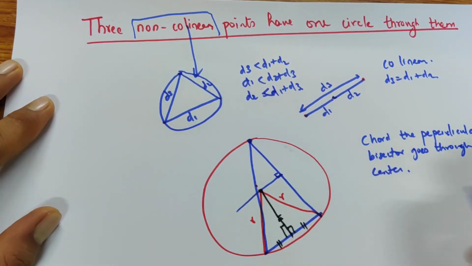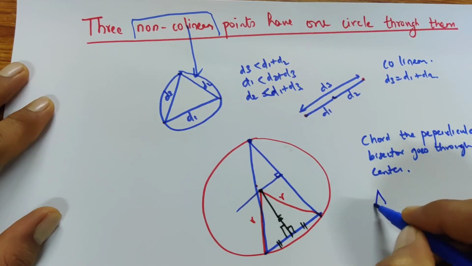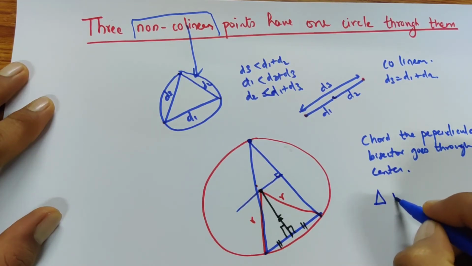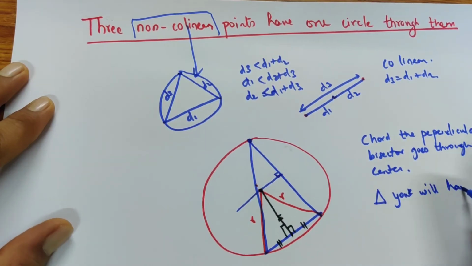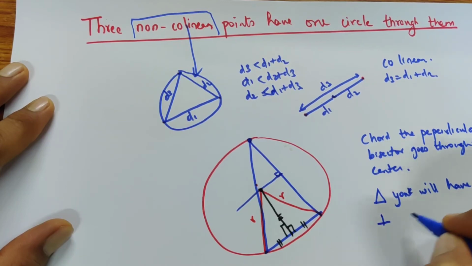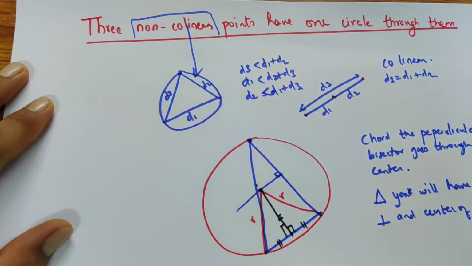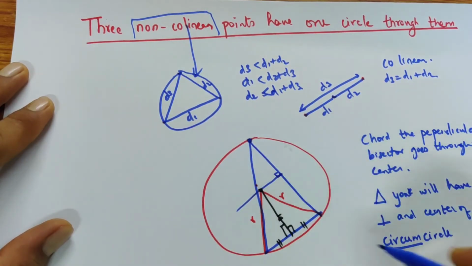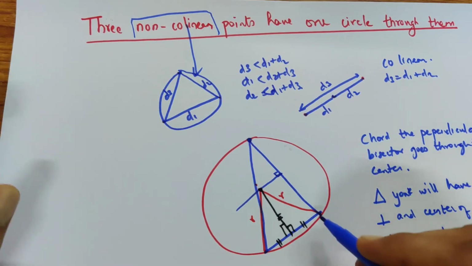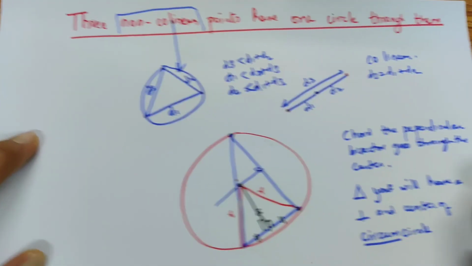And so for any triangle, you will have a perpendicular bisector, and the center of the circumcircle. Circumcircle means that it goes over it. The incircle is the one inside, this is a circumcircle. It goes all around and touches all 3 points, goes through all 3 points.